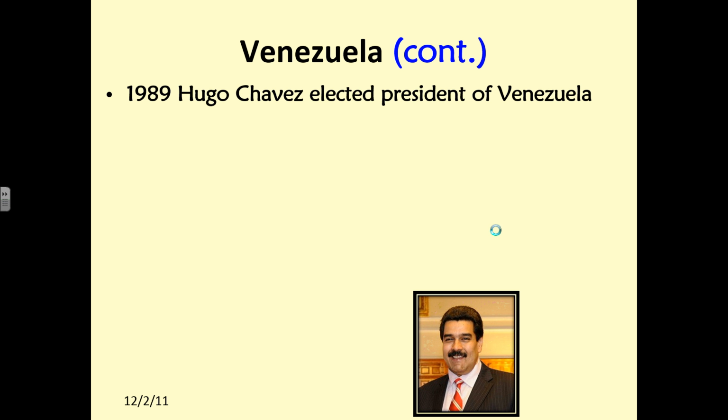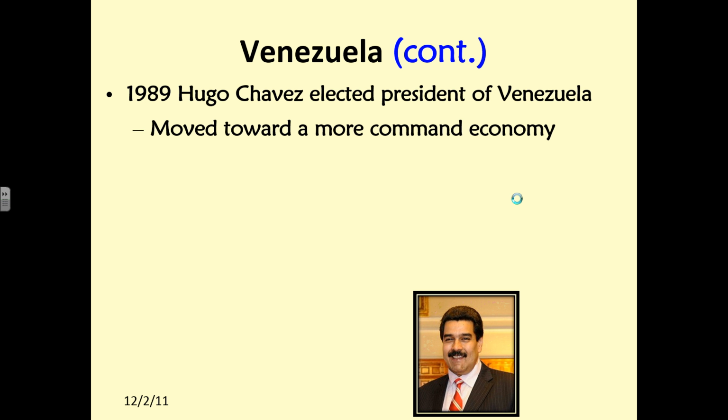A man by the name of Hugo Chavez is elected president of Venezuela. Now, Hugo Chavez is a very controversial figure in the United States, and we'll talk about that in class if you're interested. But here's what he did for Venezuelan history. He moved the country towards a command economy, and if you remember, a command economy is where the government controls everything. Remember, if I'm writing something down, it's probably important enough for you to write down.